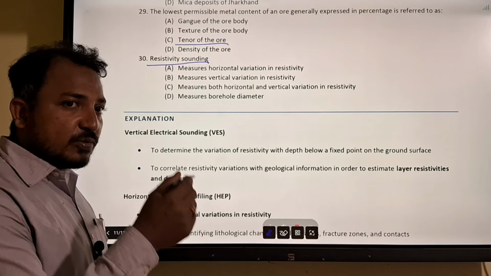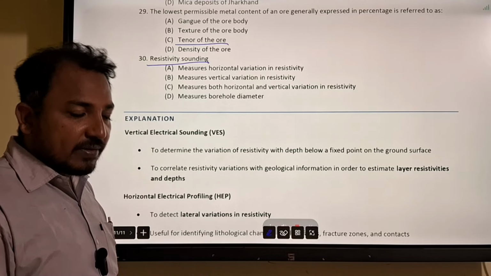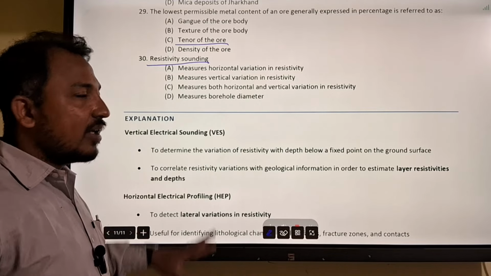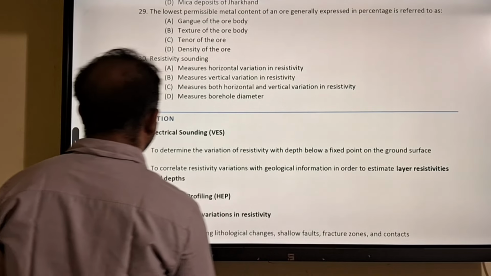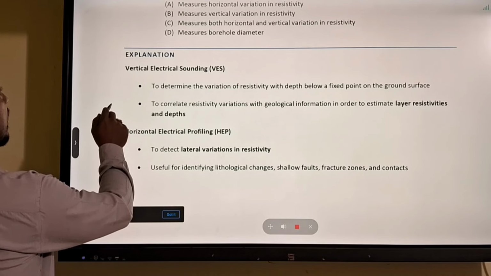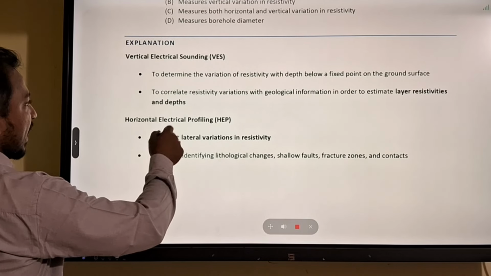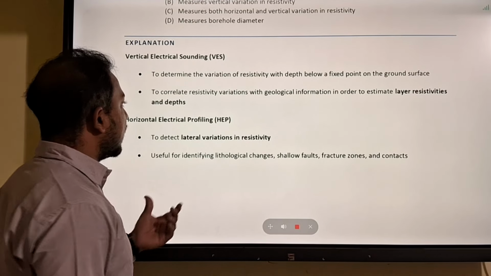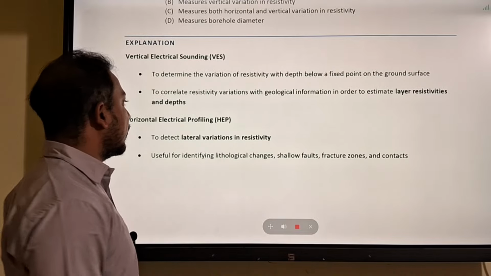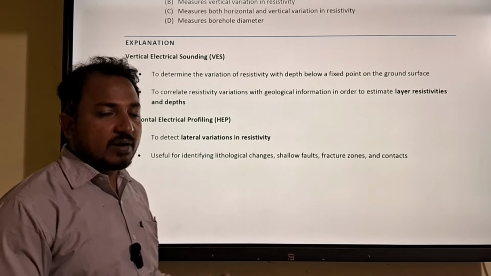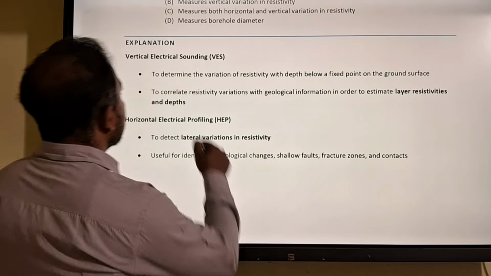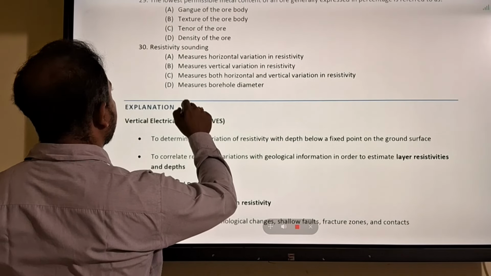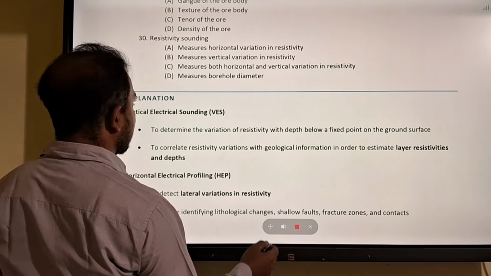To measure to a certain depth, or to measure laterally, we use different methods. One is the resistivity sounding method, called vertical electrical sounding, where we access more depth, and another is horizontal electrical profiling, where we cover more lateral regions. So our answer will be here: measure vertical variation in resistivity.